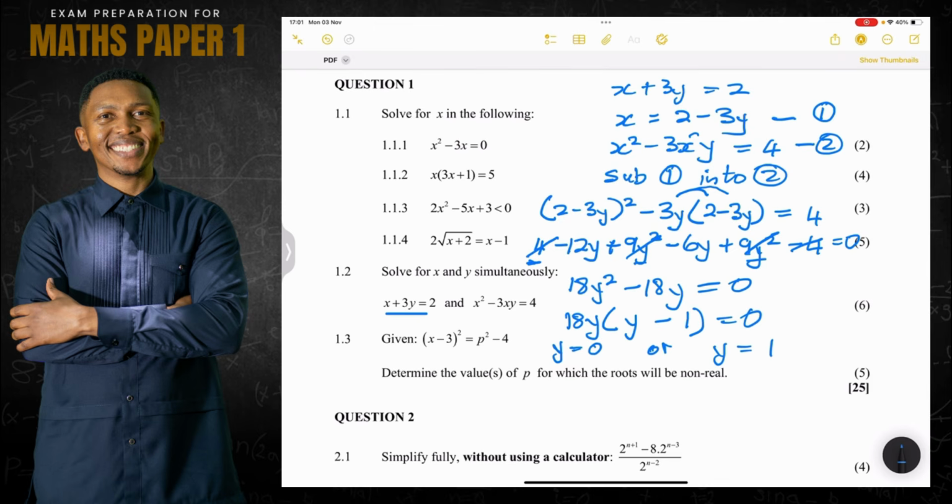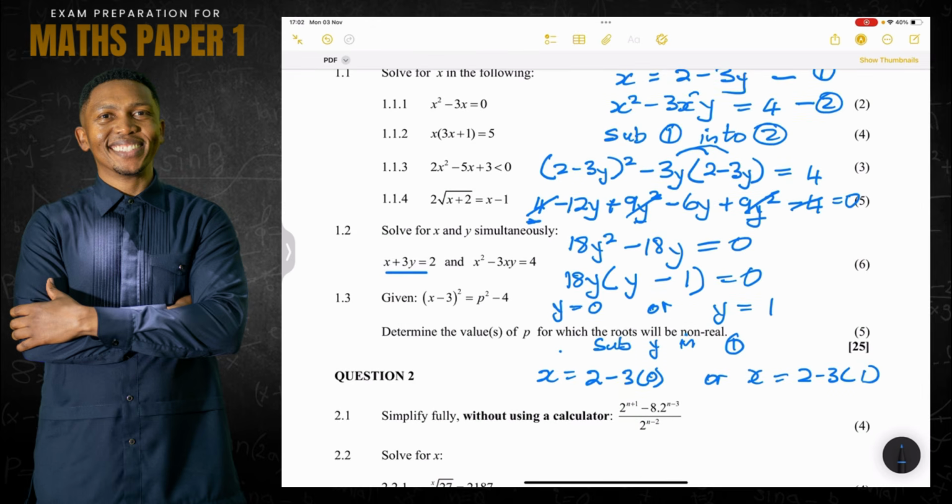So we can now find out the value of x. So substitute for y into equation 1. So x is equal to 2 minus 3y, which is 0, or x is equal to 2 minus 3 times 1. All right, and what do we get for our final answer? X is equal to 2, or x is equal to negative 1.